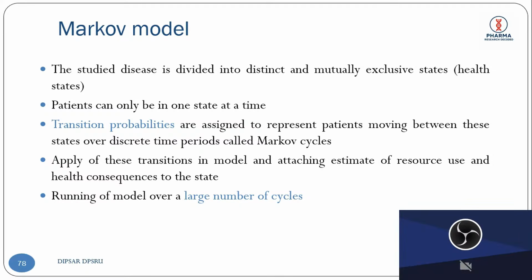So the first one is the Markov model. What is a Markov model? Just a basic understanding. The studied disease is divided into distinct and mutually exclusive states. That is called a health state. So in the Markov model, we talk about health states, and a patient can only be in one state at a time, right? या तो पेशेंट एक ही स्टेट में होगा ना, दो स्टेट में एक टाइम पे नहीं हो सकता, राइट? So transition probabilities are assigned to represent the patients moving between these states over discrete time periods, right?